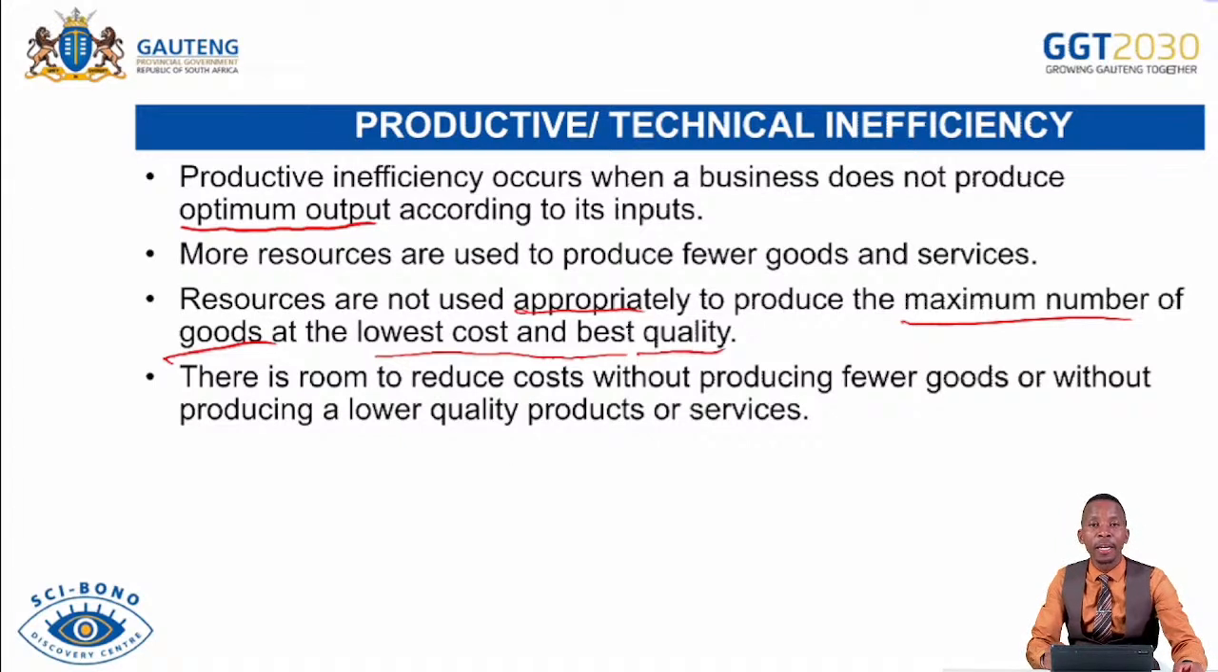So this inefficiency, as much as it is prevalent, there is always a method or mechanism for the producer to produce more goods without having to do what? To compromise. So there is room to reduce the cost of production. So the firm can produce more at a lower cost without having to produce fewer goods or without producing lower quality of goods. So if a firm is very efficient, it always tries to find alternatives that will allow it to produce more goods at the lowest possible cost without compromising the quality.